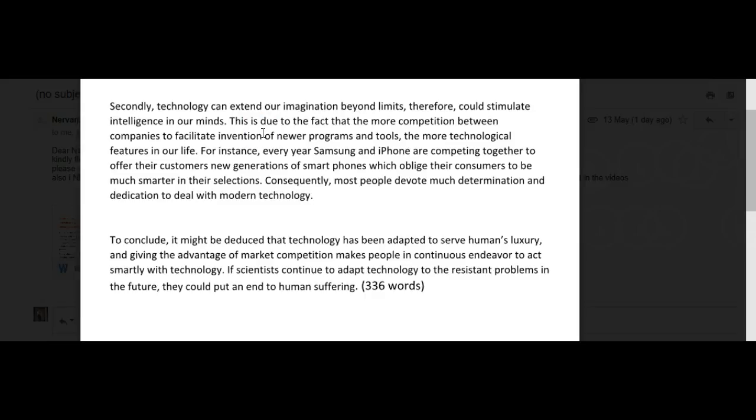For instance, every year Samsung and iPhone compete, all right, because it's every year, and this is a key word for the present simple. So, compete together to offer their customers newer generations of smartphones, which oblige their consumers to be much smarter in their selections. Okay, consequently, most people devote much determination and dedication to deal.